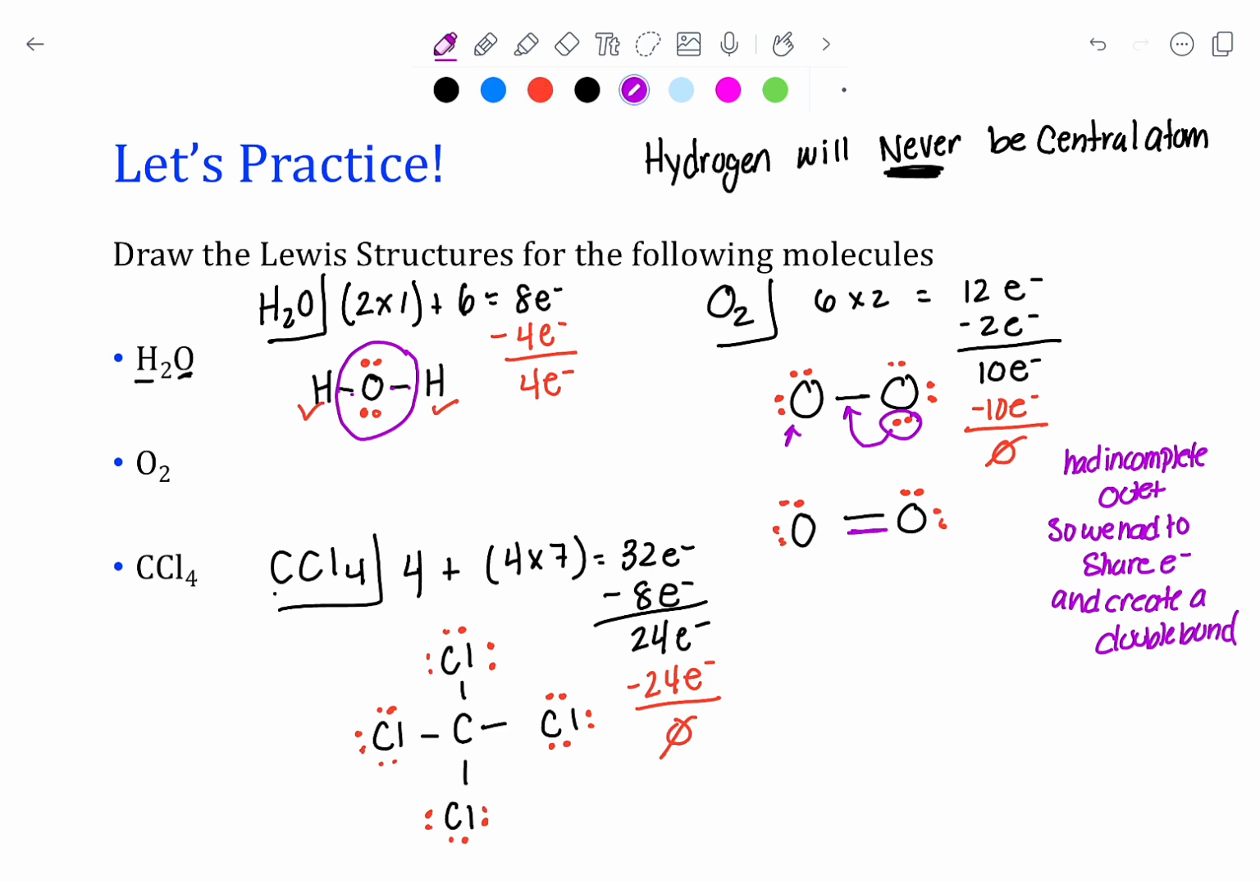Let's just double check that our carbon has an octet. It has 4 bonds around it, which means it has 8 electrons surrounding it because we have 4 bonds. Each bond has 2 electrons. That's a total of 8 electrons. So carbon also has its octet, and that is our finalized Lewis structure.